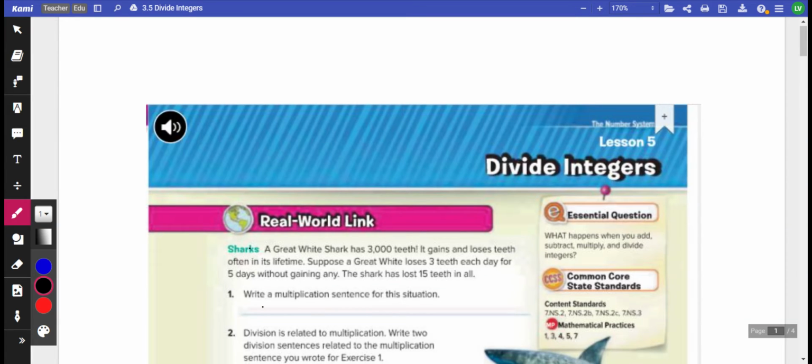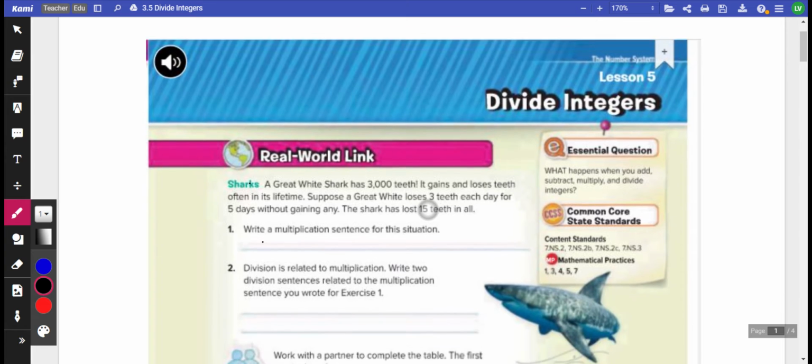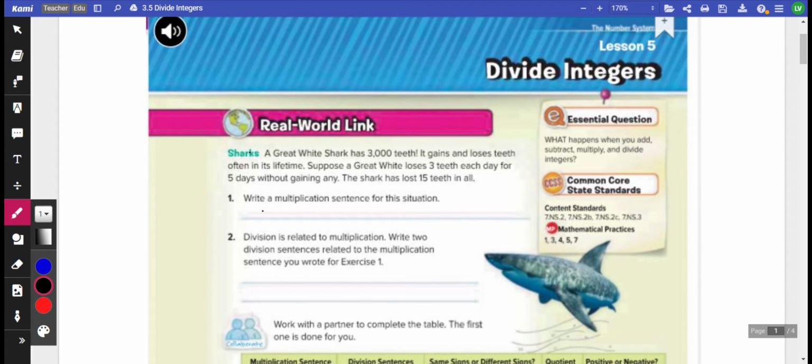Lesson 5, Divide Integers. Real world link. Sharks. A great white shark has 3,000 teeth. It gains and loses teeth often in its lifetime. Suppose a great white loses 3 teeth each day for 5 days without gaining any. So the shark has lost 15 teeth in all.